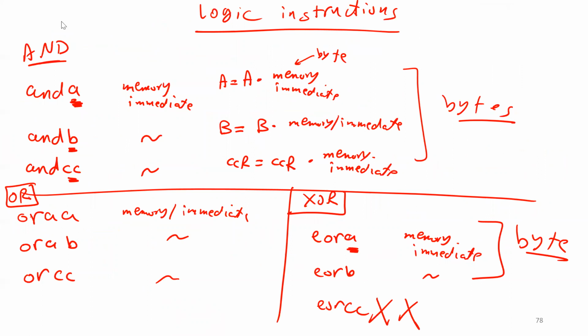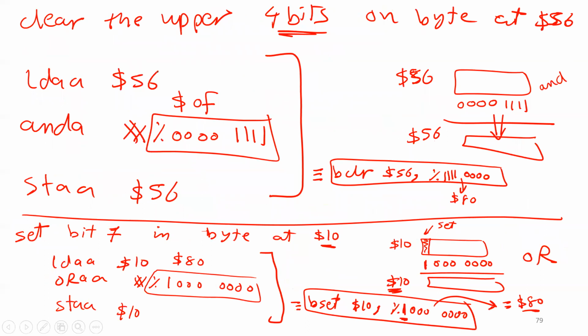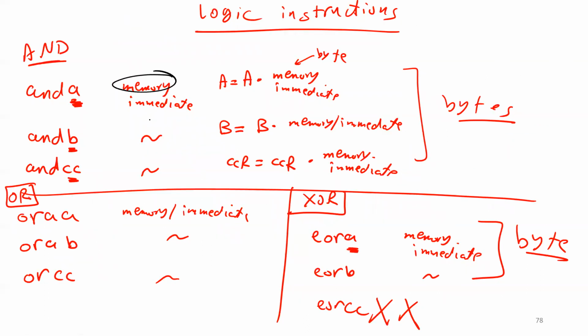So number 1, for AND. For AND, we have only 4 instructions, as you see here, guys. We have AND register A and a memory location or immediate value. What this instruction does is bit by bit logic AND for 2 bytes. Register A is a byte, and the immediate value you are putting here is another byte, or it can also be a memory location.